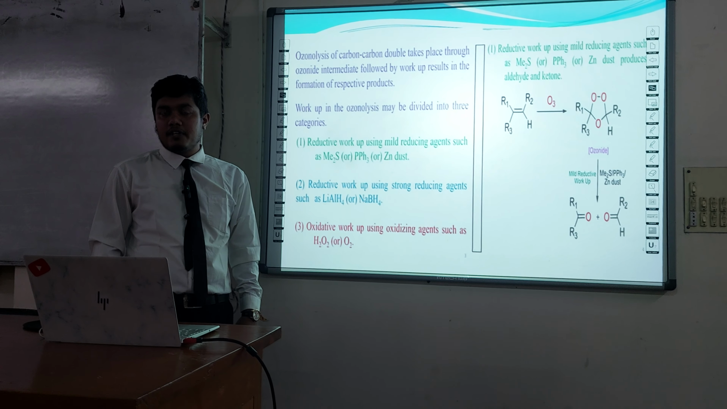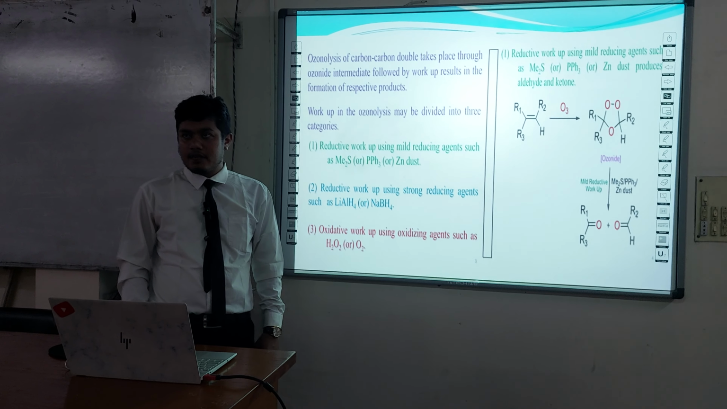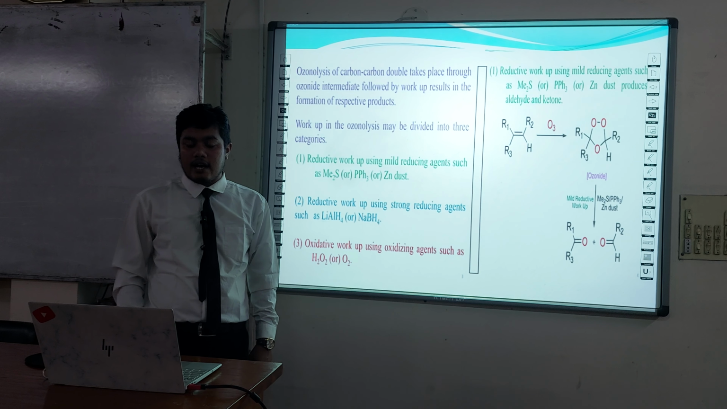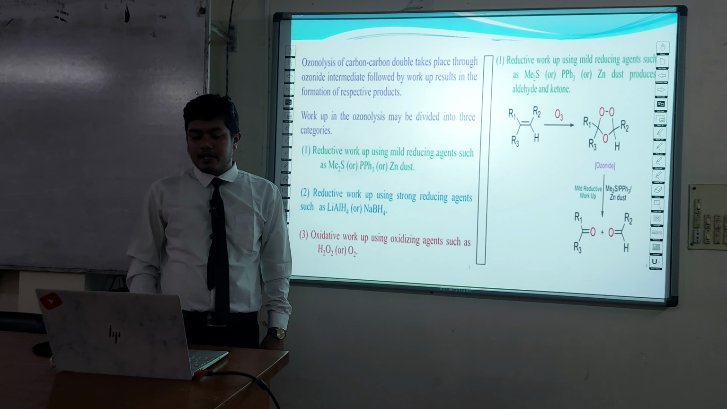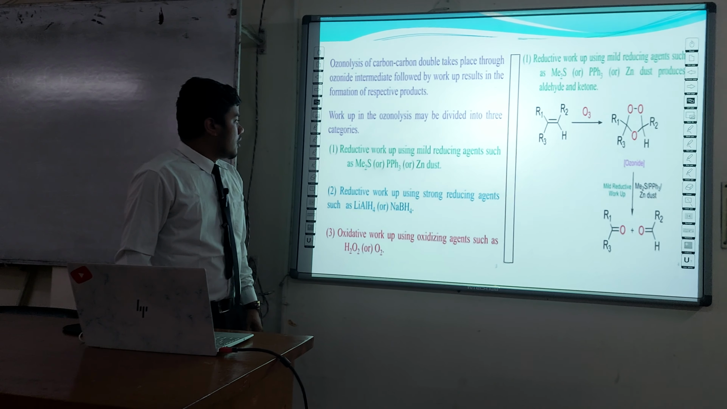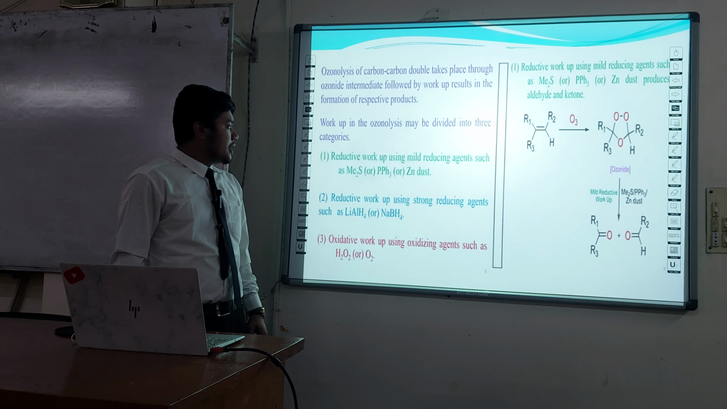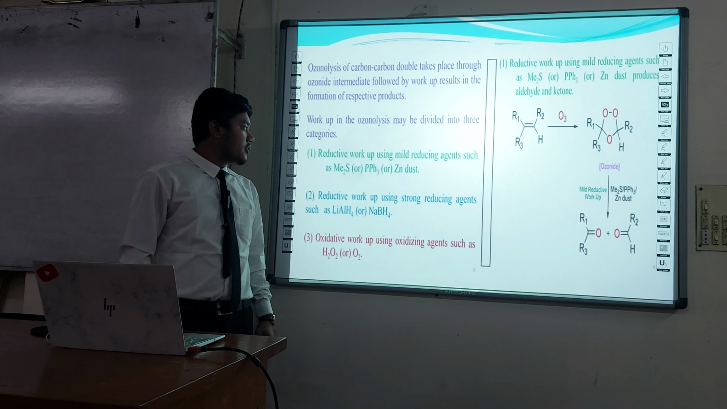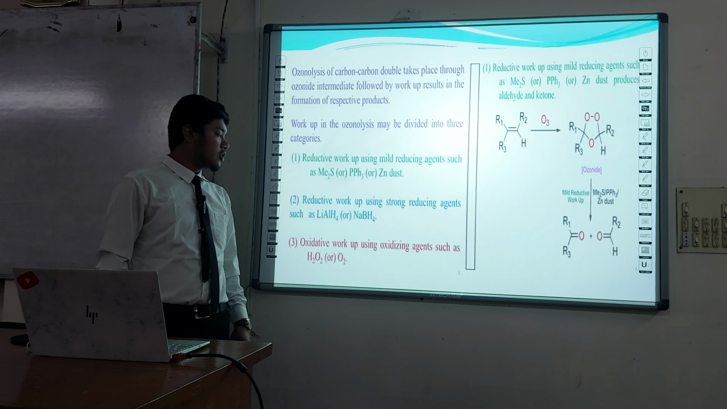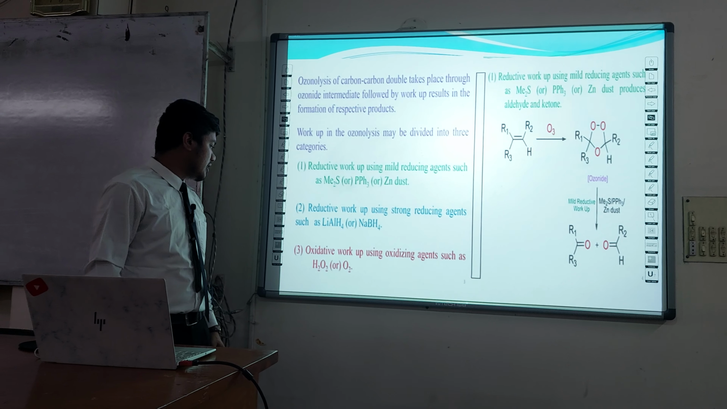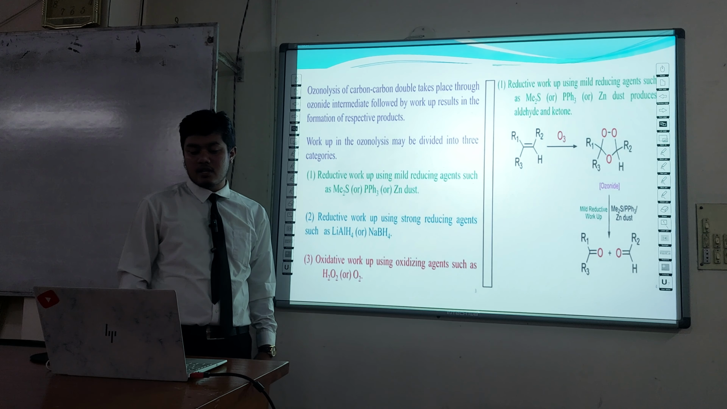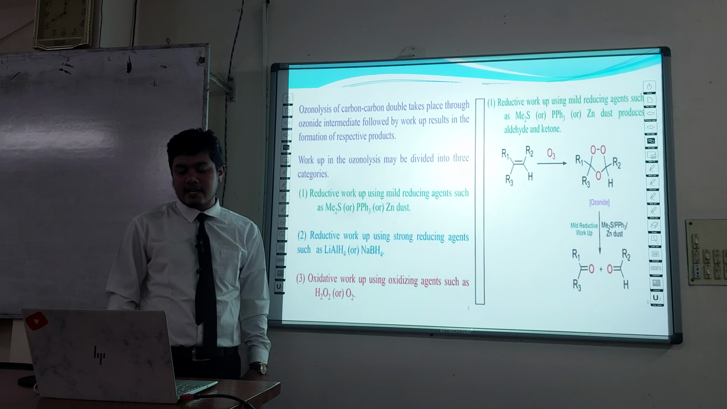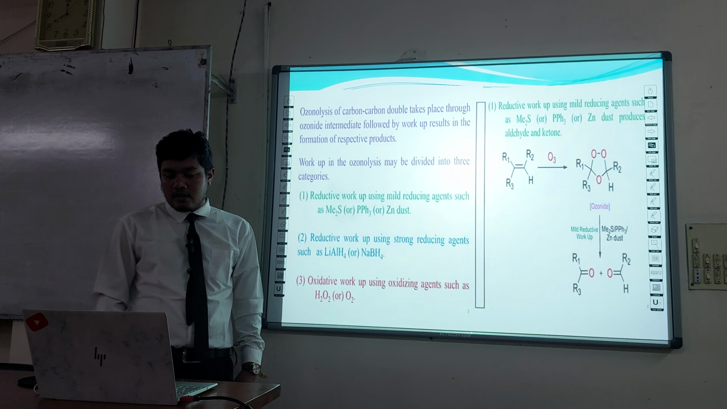Ozonolysis of a carbon-carbon double bond takes place through an ozonide intermediate, followed by workup, resulting in the formation of the respective product. The workup may be divided into three categories. Reductive workup uses mild reducing agents such as dimethyl sulfide, triphenylphosphine or zinc dust, and another reductive workup uses strong reducing agents such as lithium aluminum hydride and sodium borohydride. Oxidative workup uses oxidizing agents such as hydrogen peroxide.